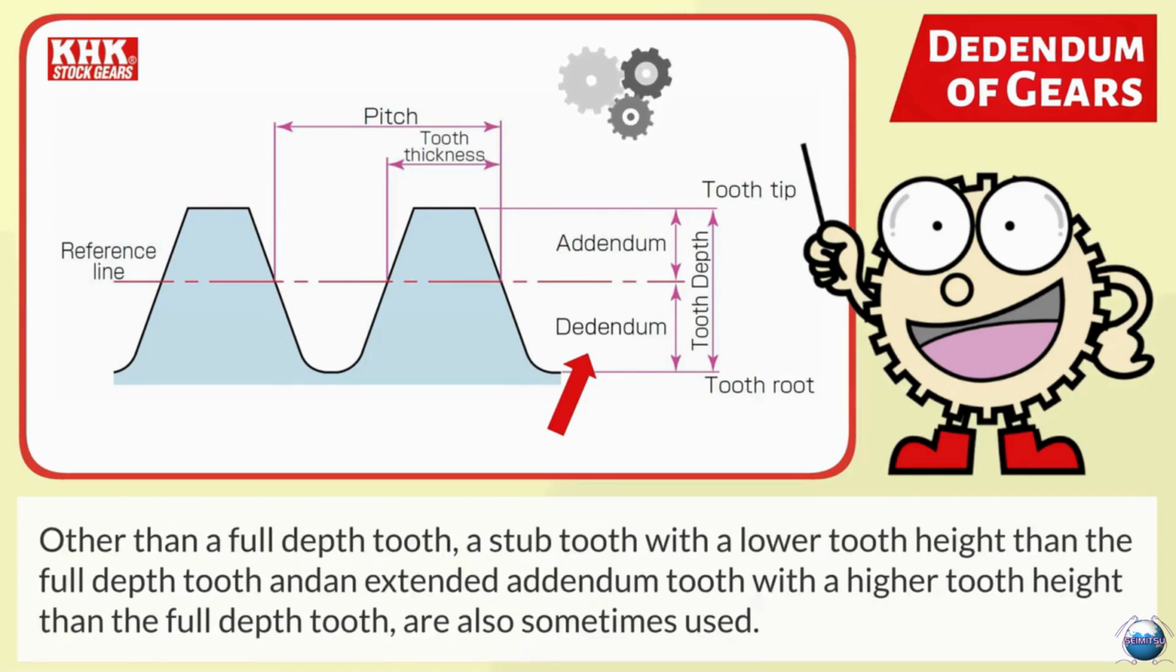Other than a full depth tooth, a stub tooth with a lower tooth height than the full depth tooth and an extended addendum tooth with a higher tooth height than the full depth tooth are also sometimes used.